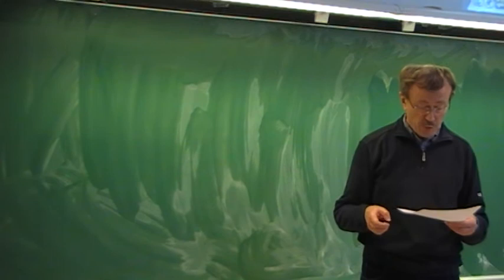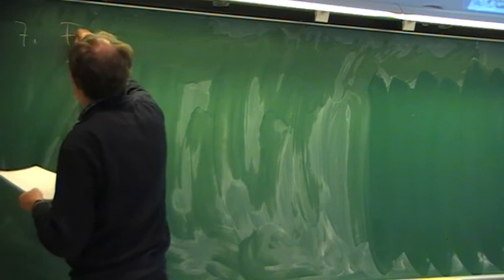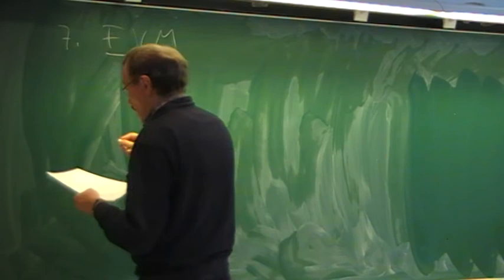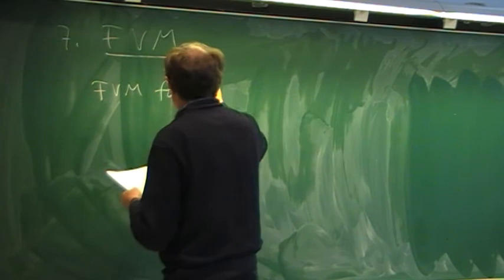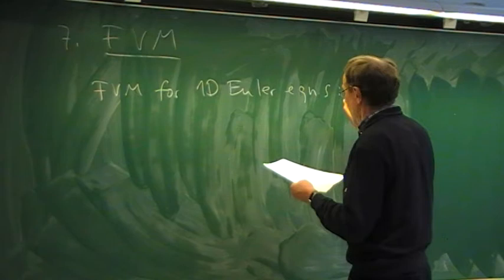In the literature, you will find also other methods that I do not mention here. For example, in the textbook, you will find other methods, and also in further literature, like in the textbook by LeVeque on finite volume methods. So instead, we focus now on the finite volume method for the 1D Euler equations. That can be then written in the following way.